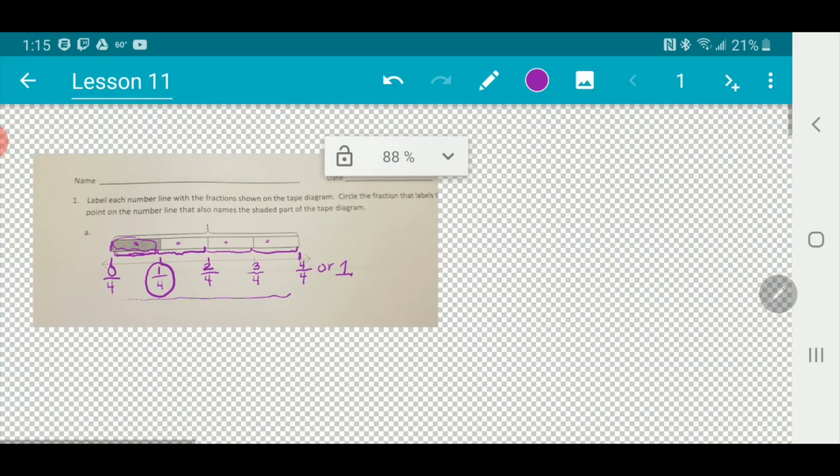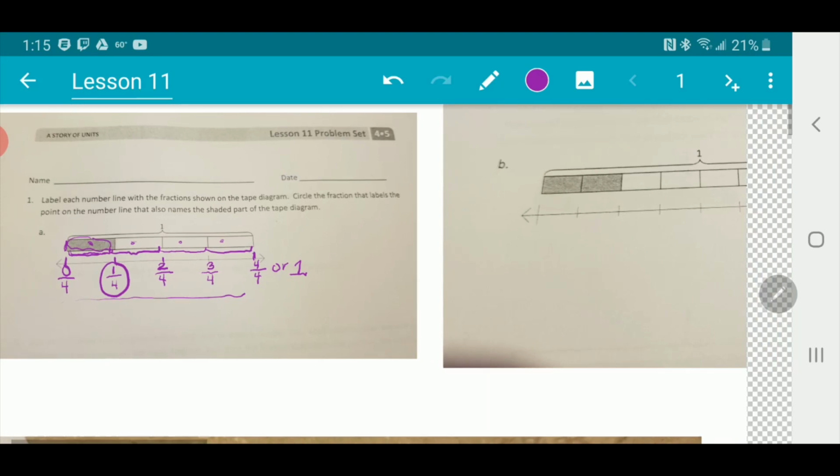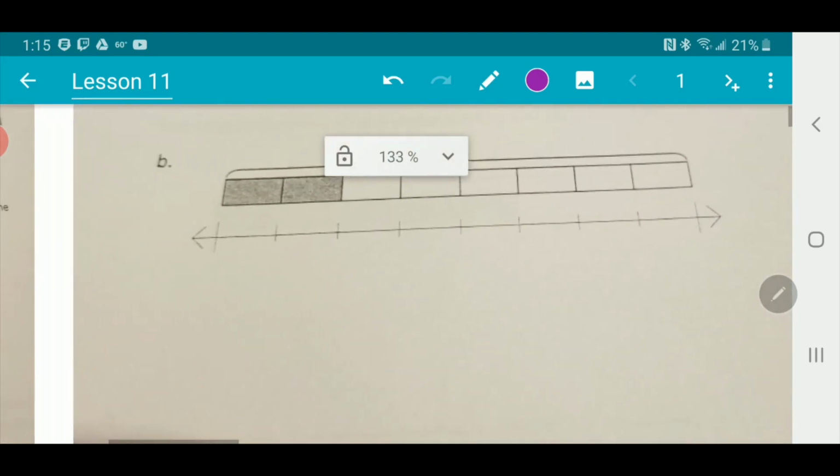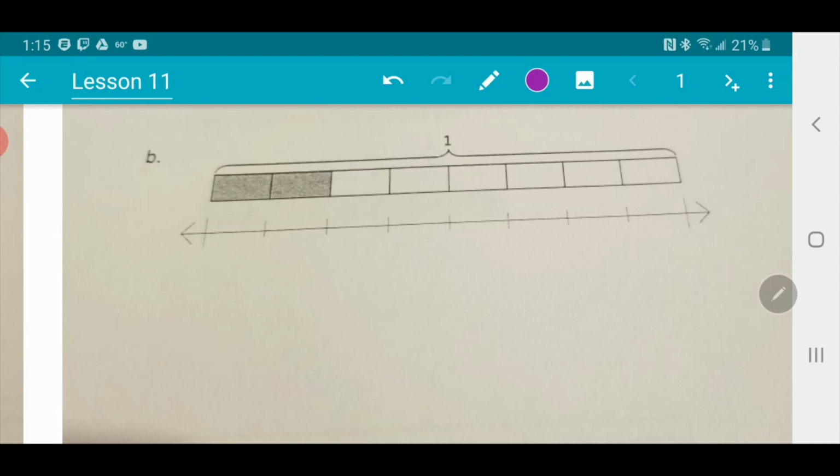We're going to move on to 1B. Okay, 1B looks like this. We're going to do a little bit of the same thing. First thing I want to do is figure out my denominator. So once again, in order to do that, I need to count how many parts we have in our tape diagram. So 1, 2, 3, 4, 5, 6, 7, 8. We have 8 total parts, so that's going to be our denominator.